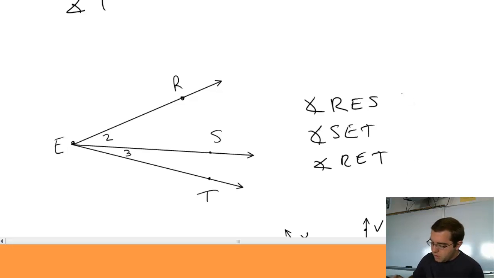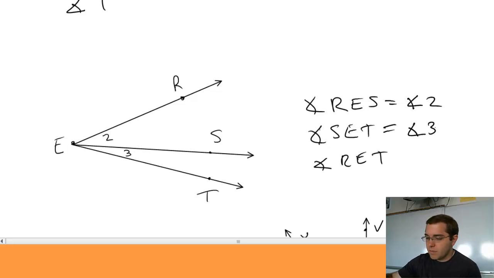Okay? Now angle RES is angle 2, as I've labeled them here, and angle SET is angle 3. And of course, angle RES is the same as angle SER, angle SET is the same as angle TES, angle RET is the same as angle TER. Again, E has to be in the middle of each of those, because it is the vertex.